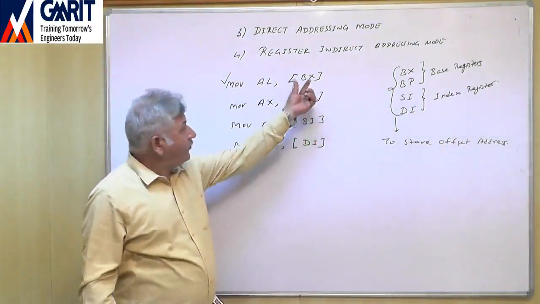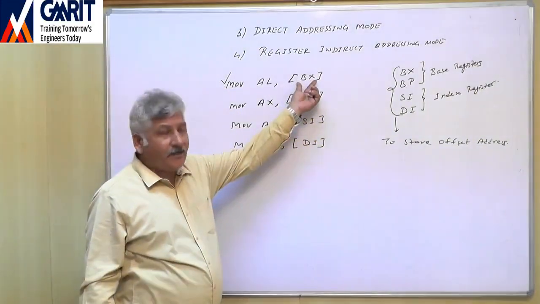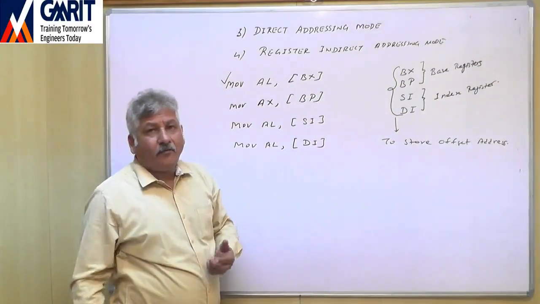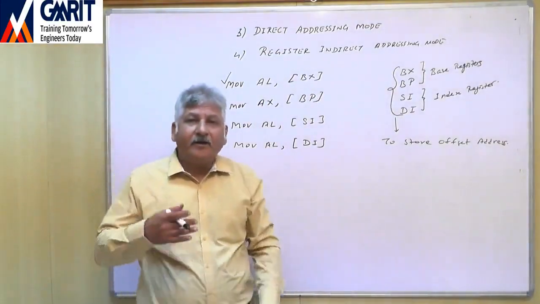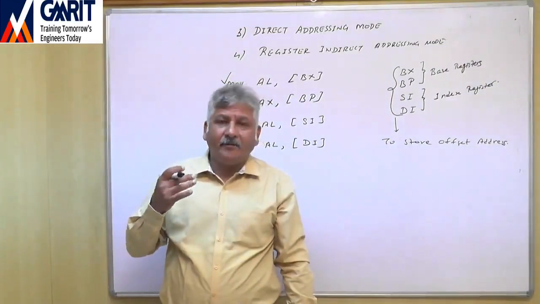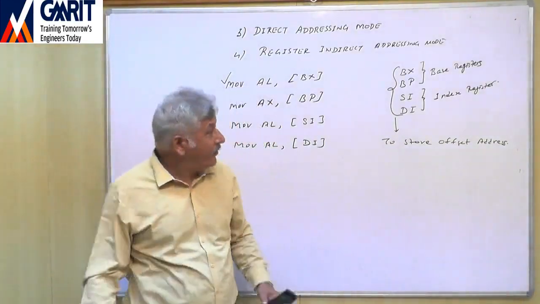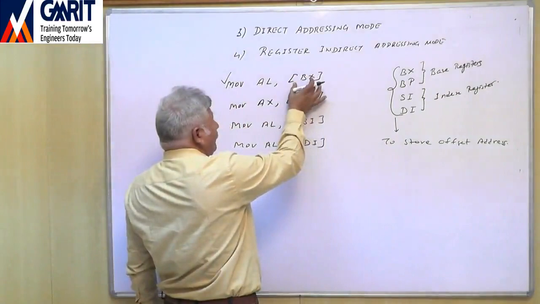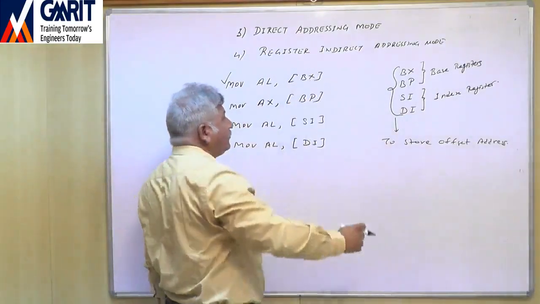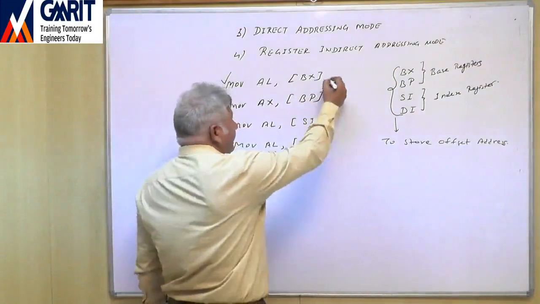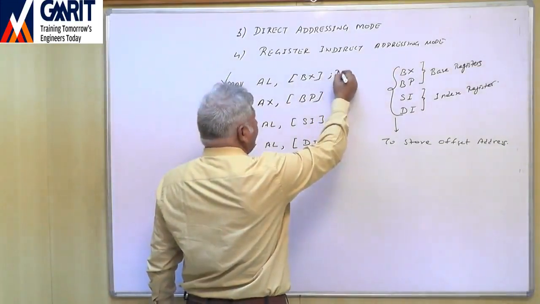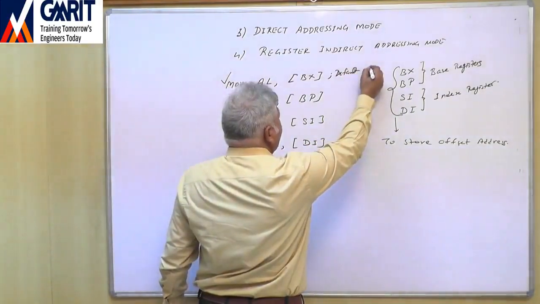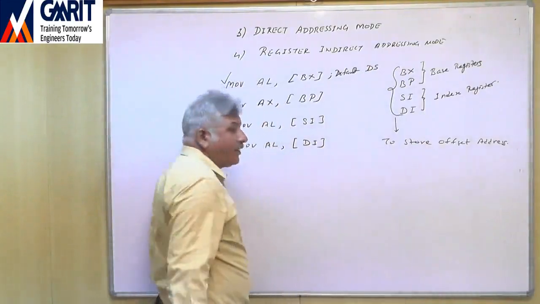Now the content of BX, whatever is the value of BX, that will be the offset address of our data. Now where is our data? Data can be in the data segment, extra segment, stack segment, or code segment. So always remember, in case of the BX register, if BX is used to store the offset address, then the default segment is the data segment. Data will be in the data segment.